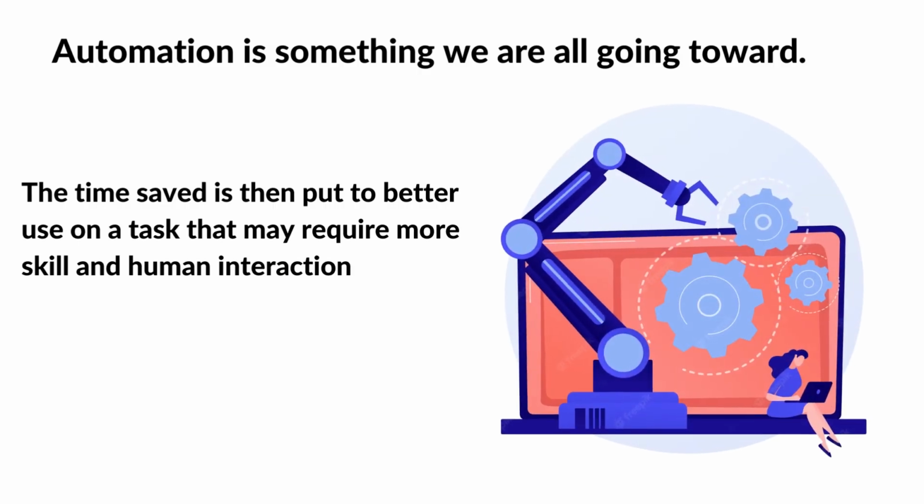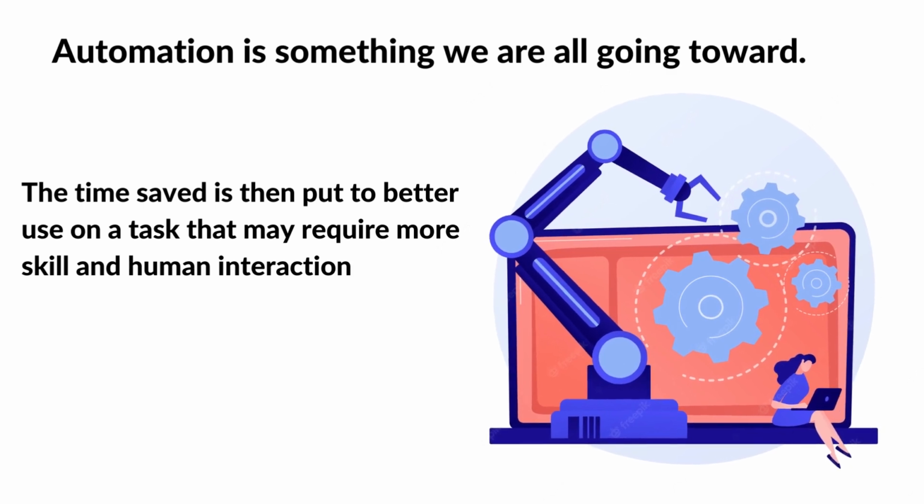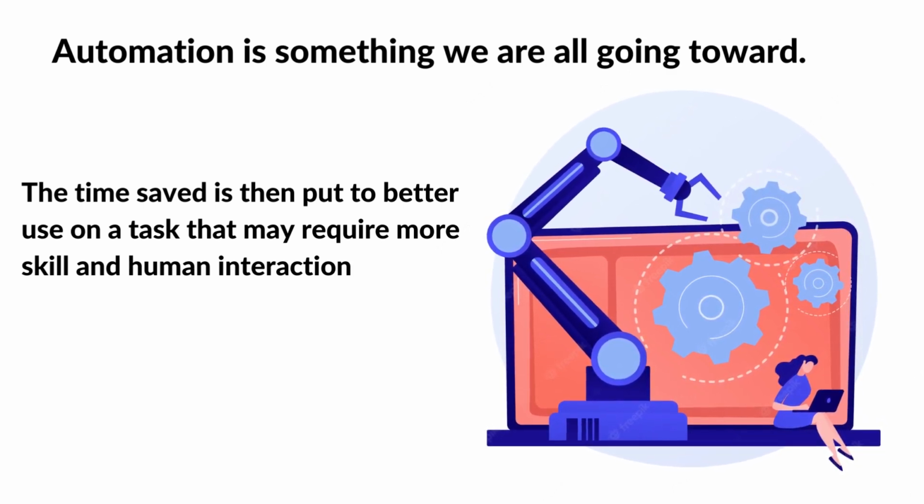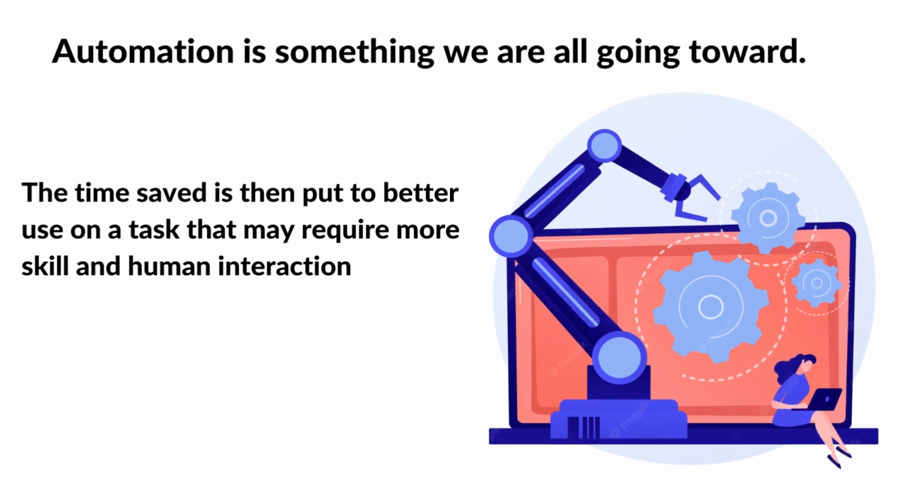Without a question, automation is something we are all going toward. To reduce the time spent manually washing clothes and kitchenware, we utilize washing machines and dishwashers. The time saved is then put to better use on a task that may require more skill and human interaction. Similar to this, forward-thinking companies want to automate all redundant tasks.